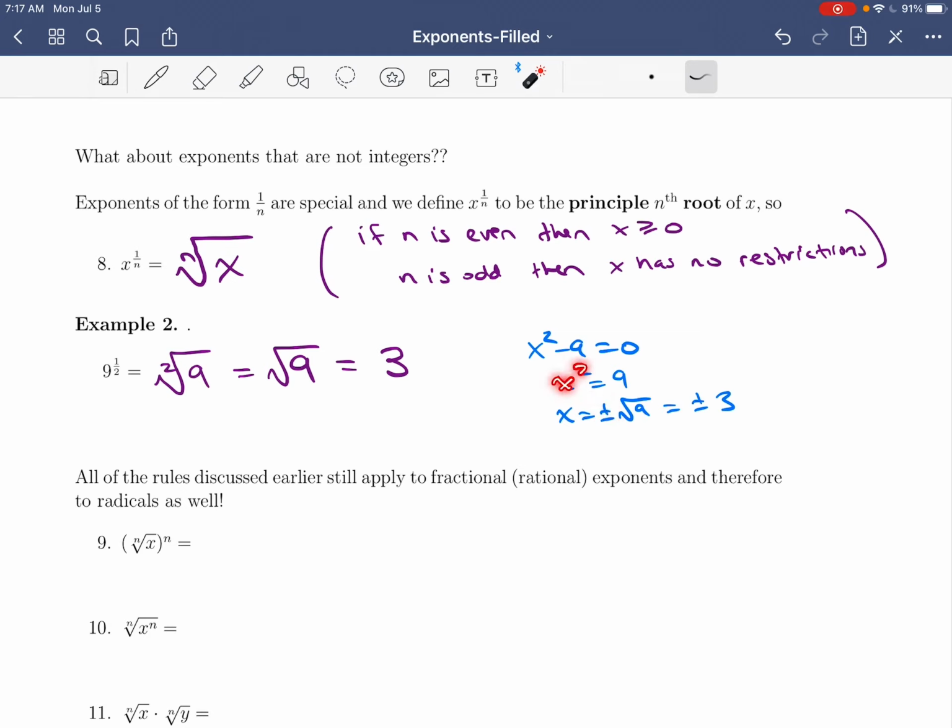So it's because it's this thing squared equals 9. So it's a bit different. Okay, so notice this is different. But a lot of people do get confused there.